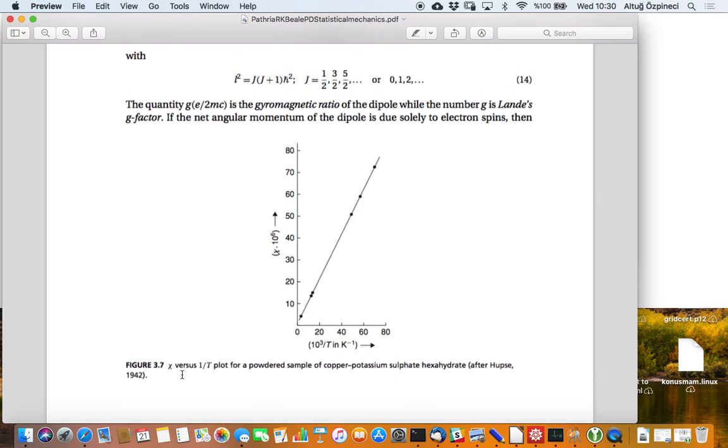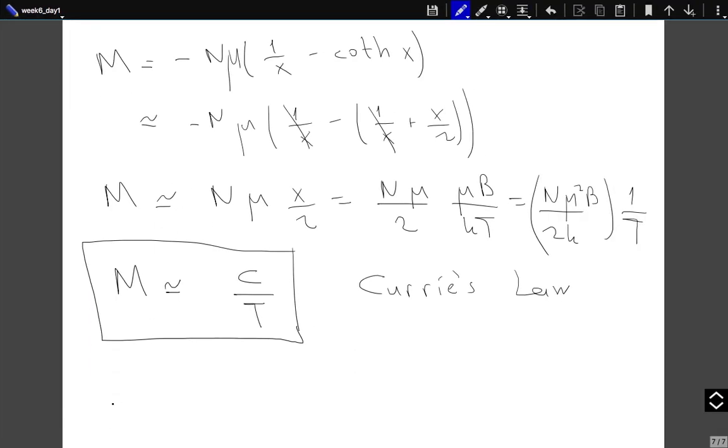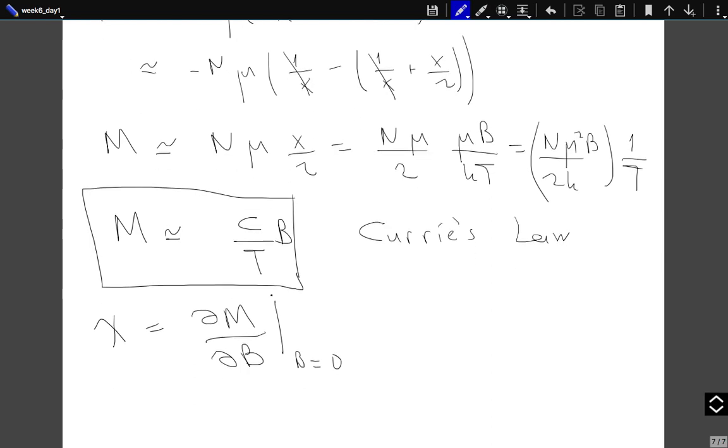Here is plotted not the magnetization, but the magnetic susceptibility, where the magnetic susceptibility is defined as the derivative of the magnetization with respect to B. Let me just take the B out. Yeah, this result is actually, as I said, experimentally verified. Now let's look at the quantum mechanical analog.